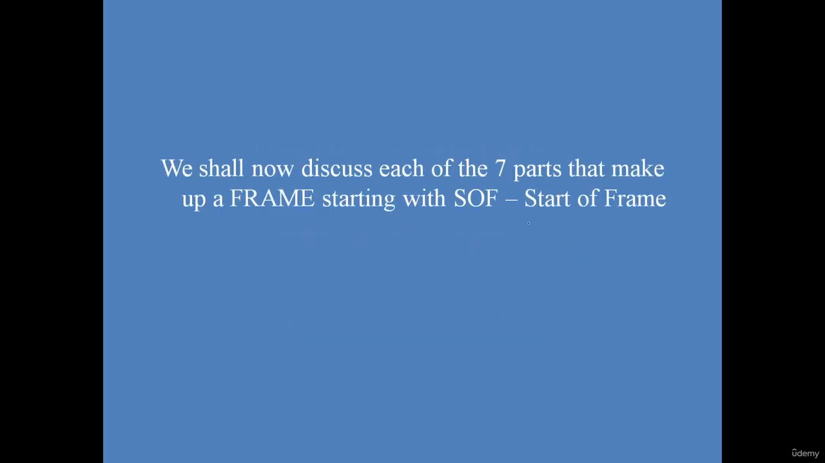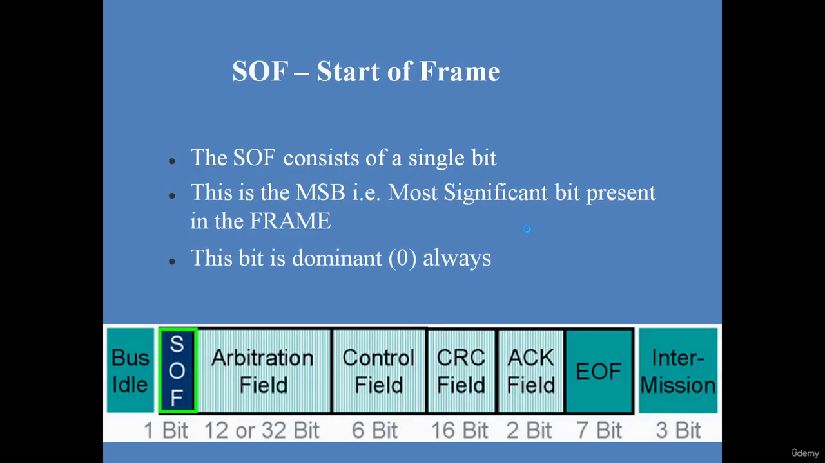We shall now discuss each of the 7 parts that make up a frame, starting with SOF. SOF stands for start of frame. It consists of a single bit. This is the MSB, that is, the most significant bit present in the frame. This bit is always dominant, so this is always 0. And your frame, your MSB, starts from this bit.